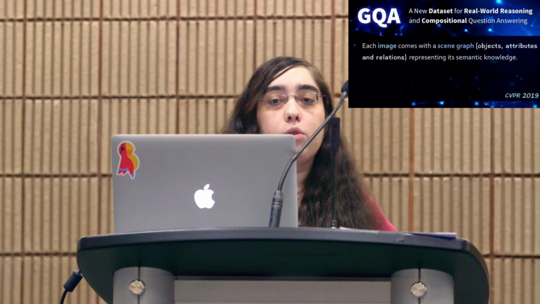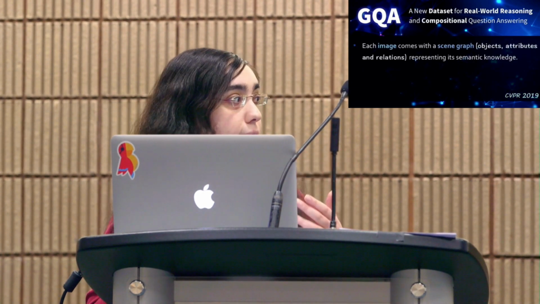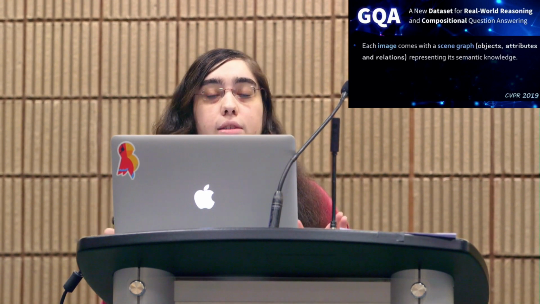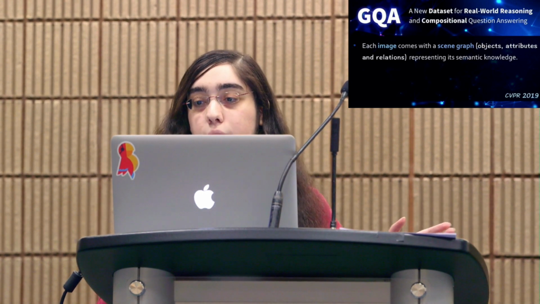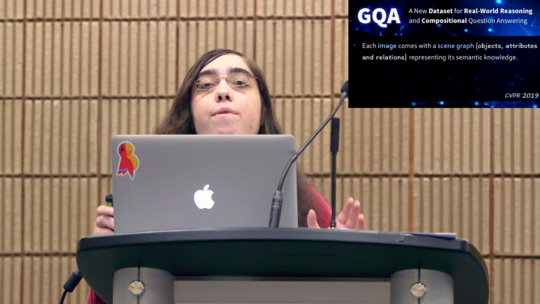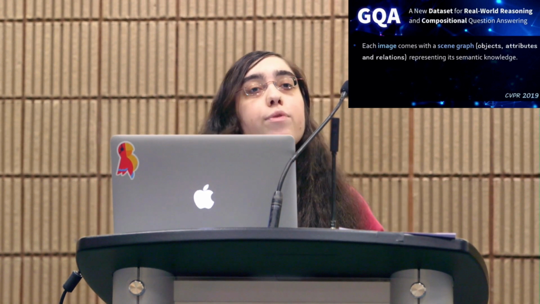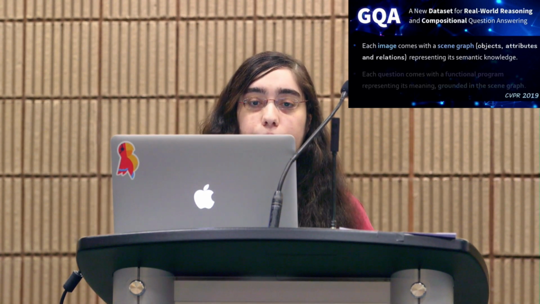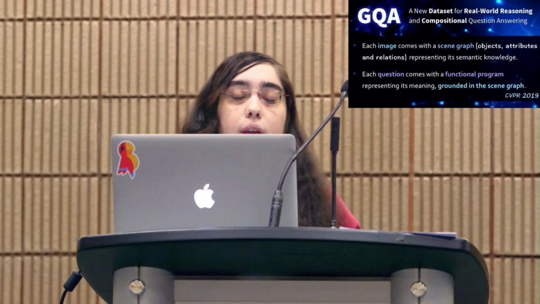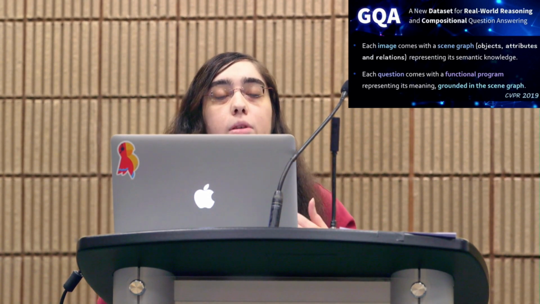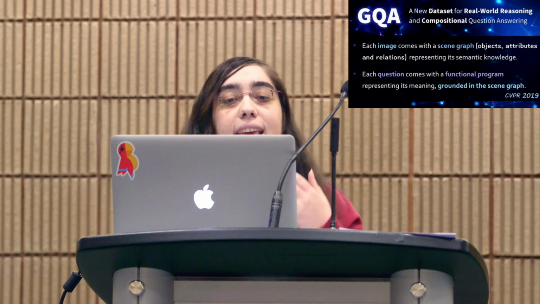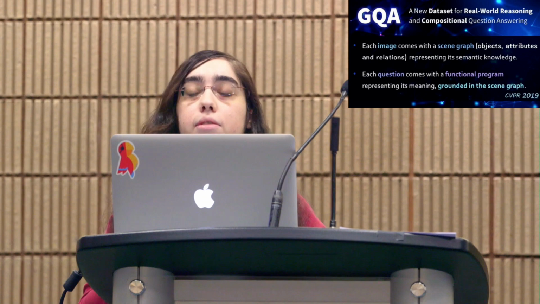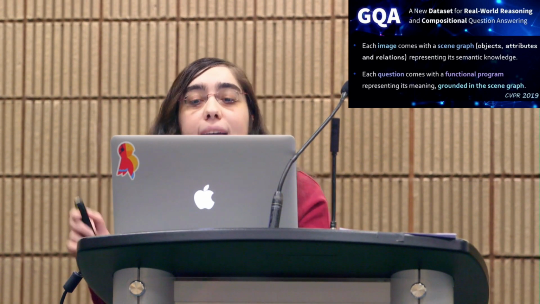And that's exactly what we try to do in a new dataset that will be presented at the next CVPR in a month from now, called GQA. What is special about our dataset in contrast to other visual question answering datasets is that in our case, everything is structured. Each image comes with a scene graph, a structural representation of its knowledge. Then we use these scene graphs to automatically generate compositional multi-step questions. Each of these questions comes with a functional program that represents its underlying semantics and is grounded back in the scene graph.